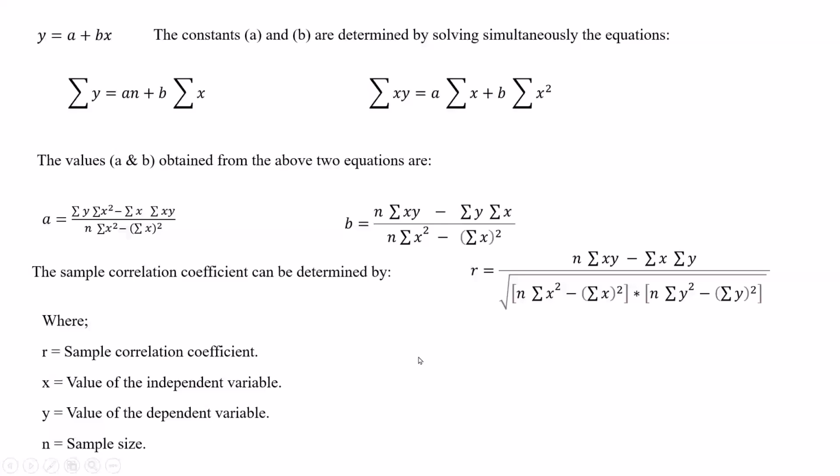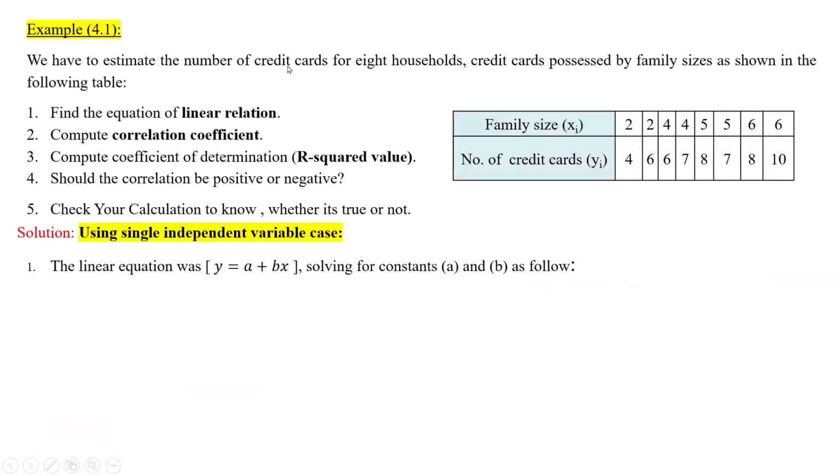Let's solve an example. We have to estimate the number of credit cards for 8 households, credit cards processed by family sizes as shown in the following table. First, we have to find the equation of linear relationship, compute the correlation coefficient, and compute the coefficient of determination, R squared value. Should the correlation be positive or negative? Check your calculation to know whether it's true or not. It's so important.